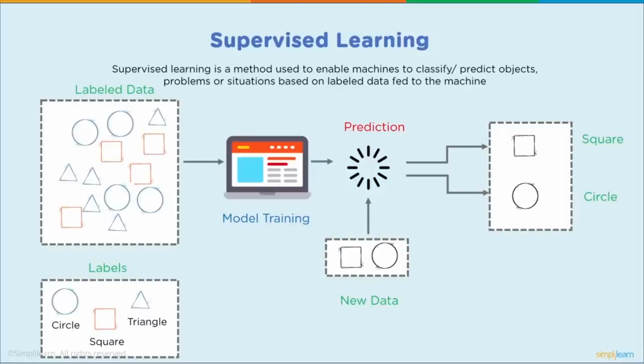So you have a huge group of data coming in, and then you have new data coming in. So we've trained our model. The model now knows the difference between a circle, a square, a triangle. And now that we've trained it, we can send in, in this case, a square and a circle, and it predicts that the top one's a square and the next one's a circle.